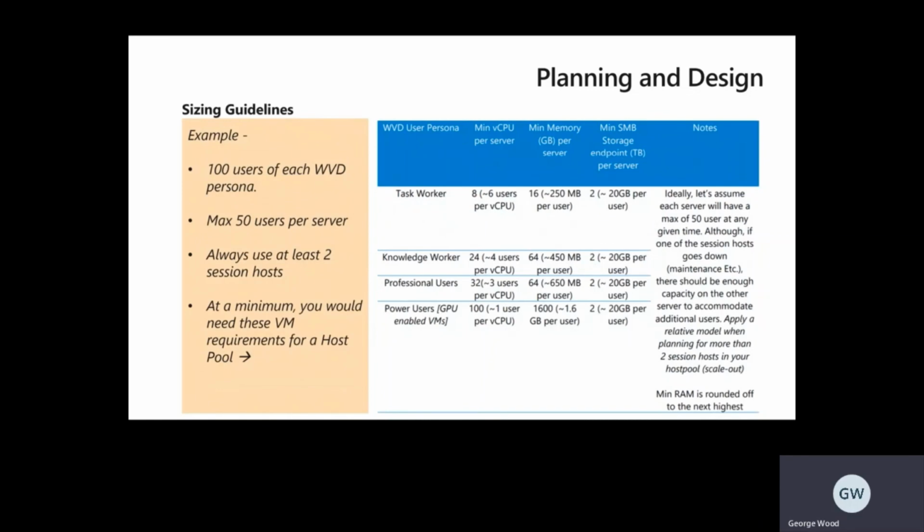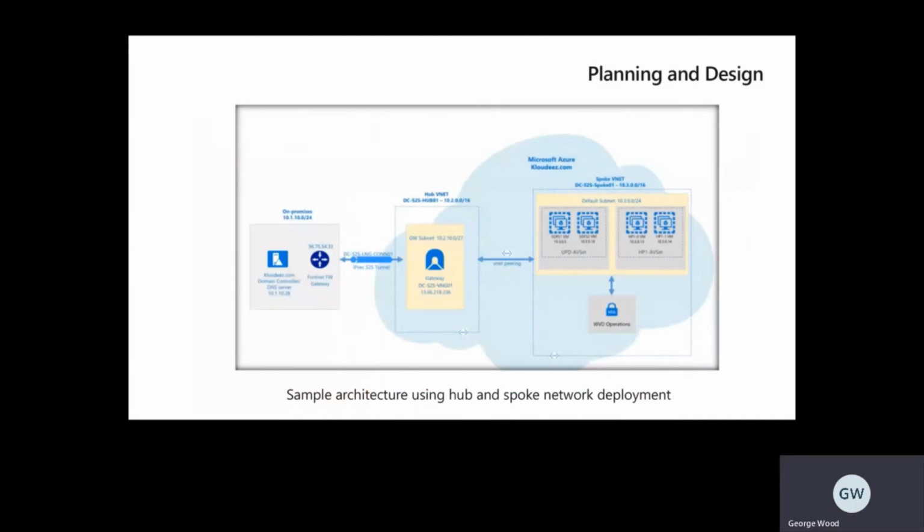A bit of an example, I guess, taking a look at some guidelines here, and these are really examples of what it might look like. So this is looking at 100 users of each persona. They've also specified a maximum of 50 users per server, so that could really help when it comes into consideration for pricing. And they always say always use at least 2 session hosts. So for me, with those 2 session hosts you might want to say, hey, should we be looking at reserved instances for these 2, as they're going to be turned on 24/7.